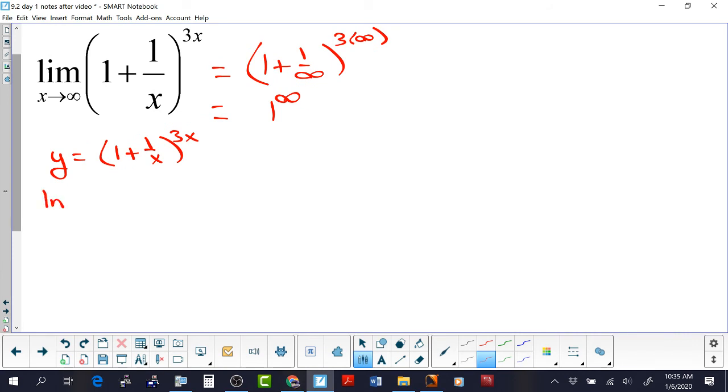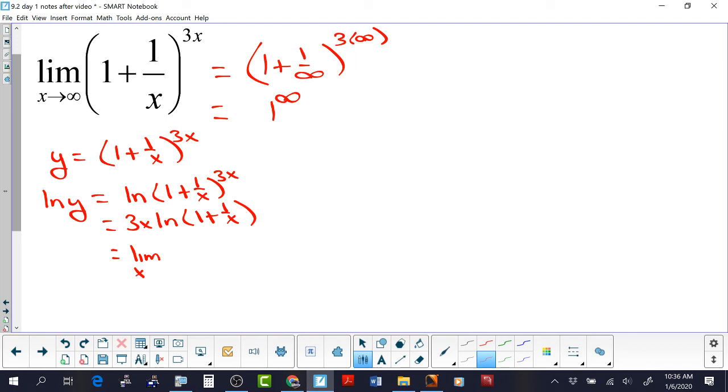Now we're going to take the natural log of both sides because we can now remove that power. We can put it in front. Take the natural log of both sides. Now 3x can come down here. Let's introduce the limit again because we're evaluating this. So limit as x approaches infinity of, oh, I need a fraction.